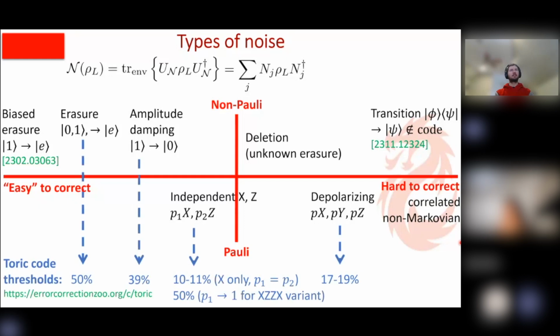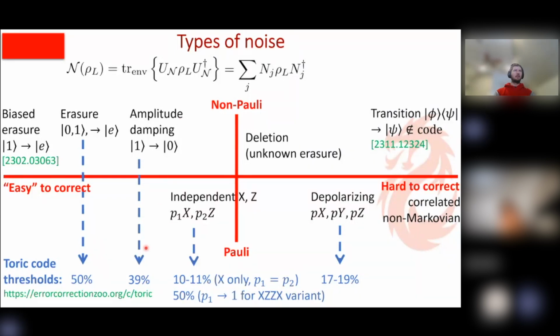Speaking of thresholds, here are some examples of thresholds that happen for the toric code, so for the surface code on a torus. I've extracted these from here, so all the references are in there. With erasures, you can actually recover the information after half the qubits have been erased, which is pretty amazing. Roughly, on average.